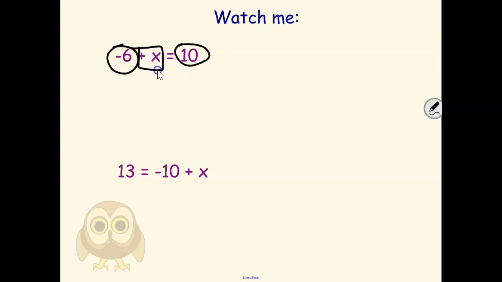Okay, and now I'm going to get x by itself using inverse operations. So here's x. What's with x? A -6 is with x. How do I get rid of a -6? I'm going to add a +6. And whatever I do on one side, I'm going to do on the other.